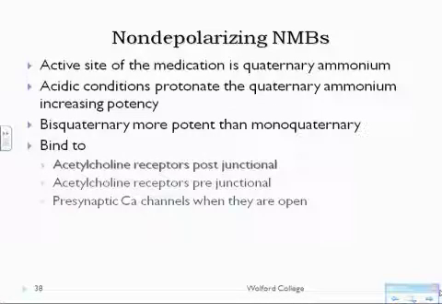Acidic conditions actually protonate the quaternary ammonium, increasing its potency. So that's why, when you're asked why it is more difficult to reverse when a person is becoming acidotic, it's because the neuromuscular blocker is made more potent by acidity. It's becoming more protonated. The bisquaternary is more potent than the monoquaternary, which we already showed you before. They bind to the acetylcholine receptors post-junctionally, and they also bind to pre-junctional sites as well. And they also inhibit the calcium channels when they're open if you give enough of the dose.